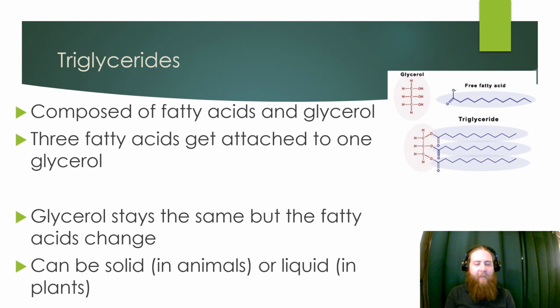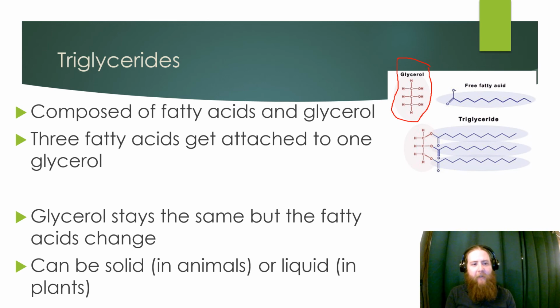The next type of lipid are the triglycerides. These are three fatty acids, usually, and a glycerol. And glycerol is this molecule here. What happens is this glycerol gets bonded to three fatty acids. And in all the organisms we see, the glycerol usually stays the same, but the fatty acids change.